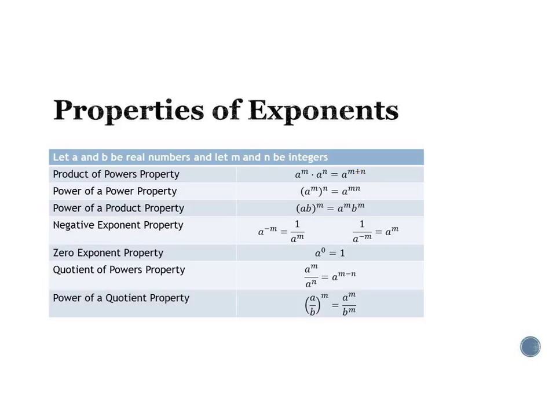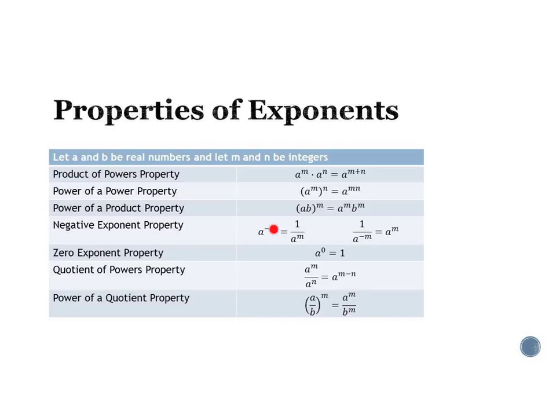The second one is power of a power. When you have a power raised to a power, you multiply them. The next one is power of a product. When you have a product raised to a power, that power goes to both things in the product. The next one addresses that we never leave anything with a negative exponent. That's just math etiquette.